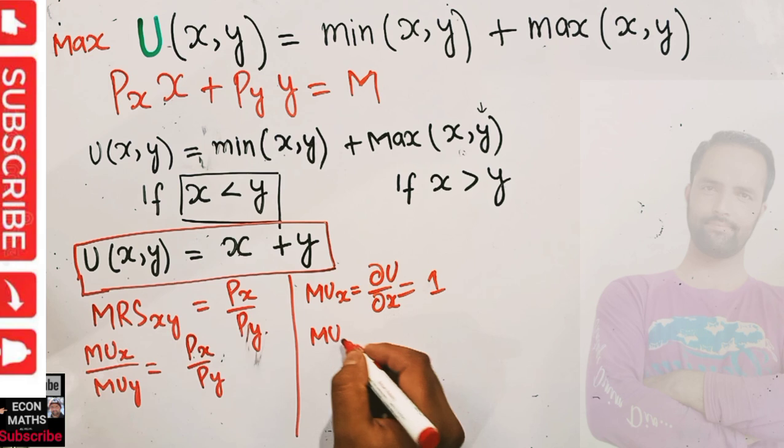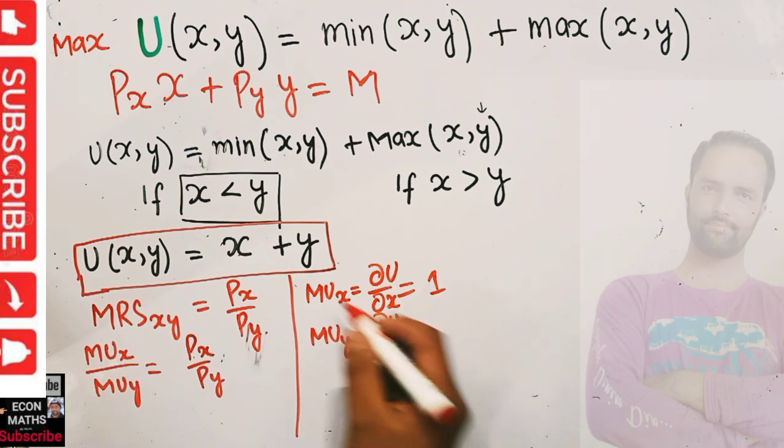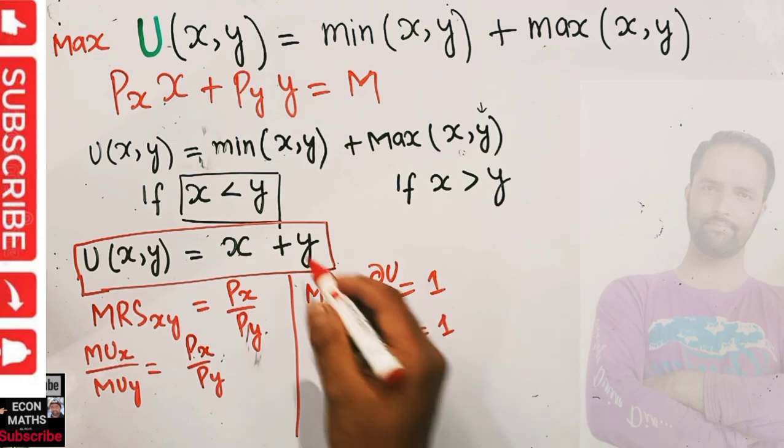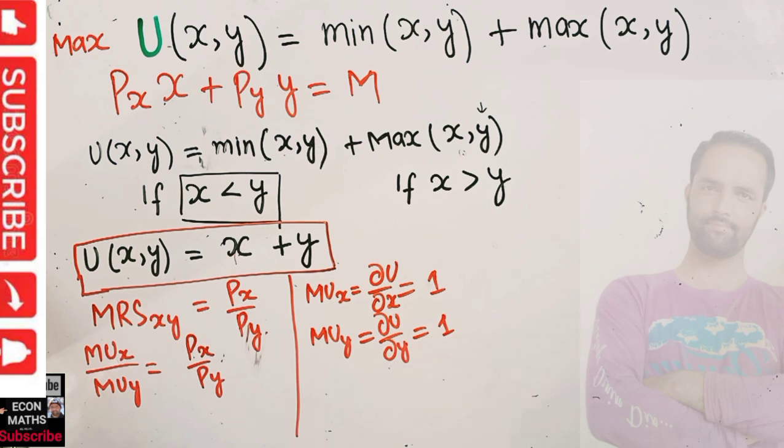Similarly, marginal utility of y will be the derivative of the utility function with respect to y. So obviously here the derivative of y is 1 and the derivative of x is obviously 0, because we are taking the derivative with respect to y here.